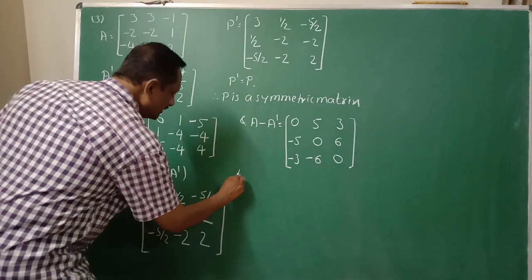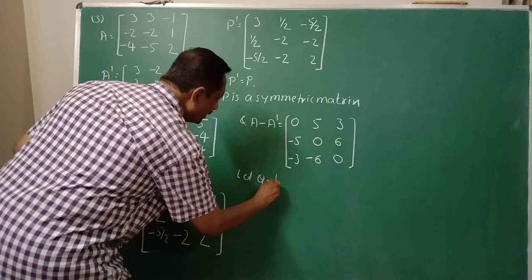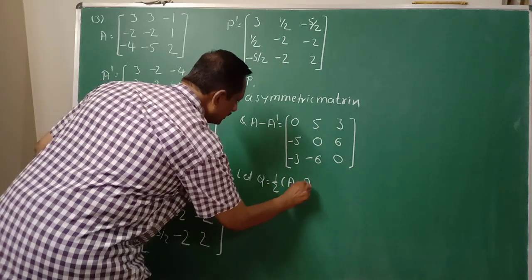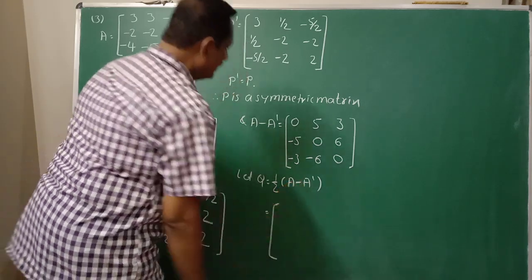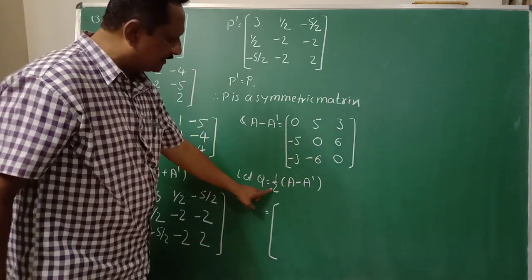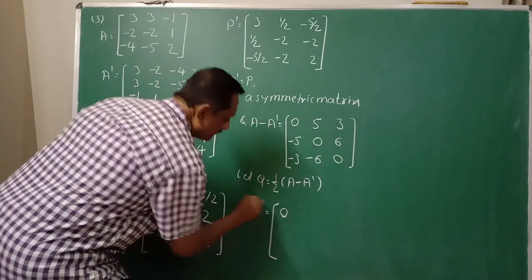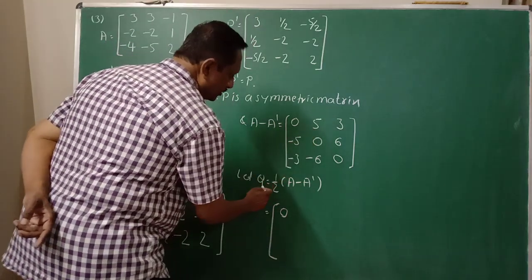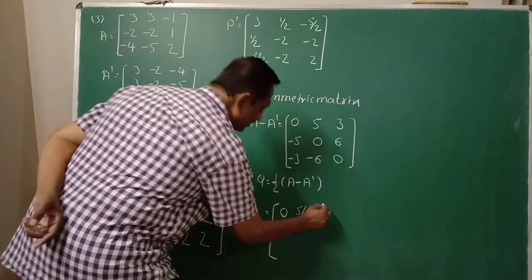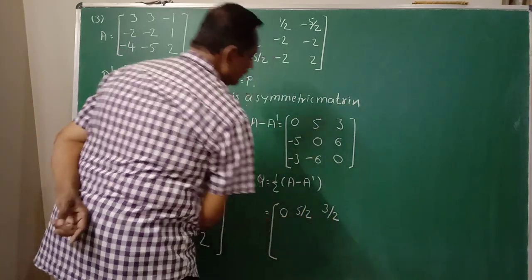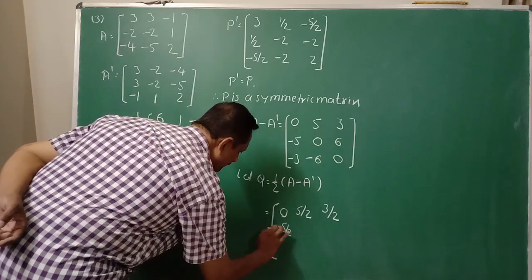So let us consider Q is equal to 1 upon 2 into bracket A minus A dash here. So in this case A minus A dash is this here multiplied by 1 by 2. Therefore 0 into 1 upon 2 becomes a 0. 5 into 1 upon 2, 5 divided by 2 here. Then 3 into 1 upon 2 is a 3 divided by 2. Minus 5 into 1 upon 2, minus of 5 by 2 here.